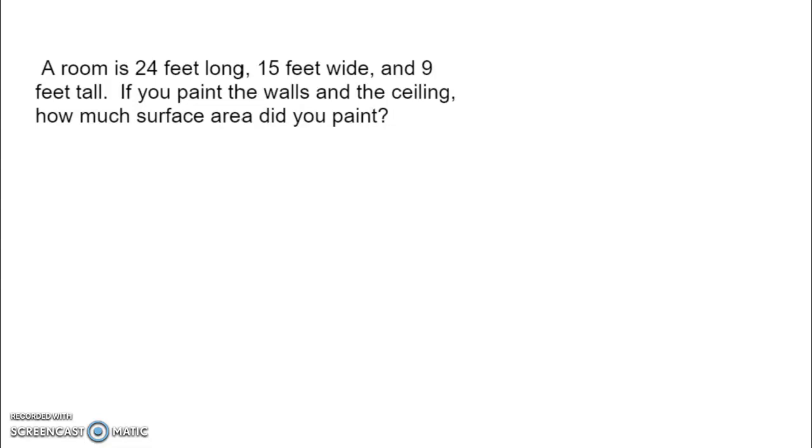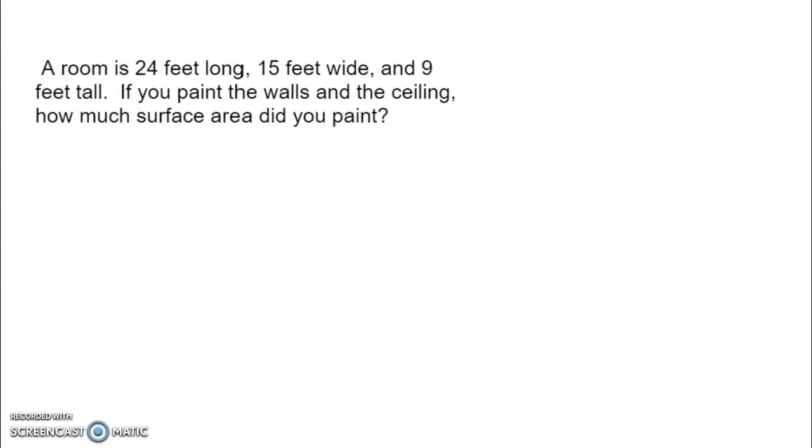All right, so a room is 24 feet long, 15 feet wide, and 9 feet tall. If you paint the walls and the ceiling, how much surface area did you paint? So this one is kind of tricky. They said painting the walls, and in a rectangular prism, there are 4 walls, and you're also going to paint the ceiling, and there's 1 ceiling.